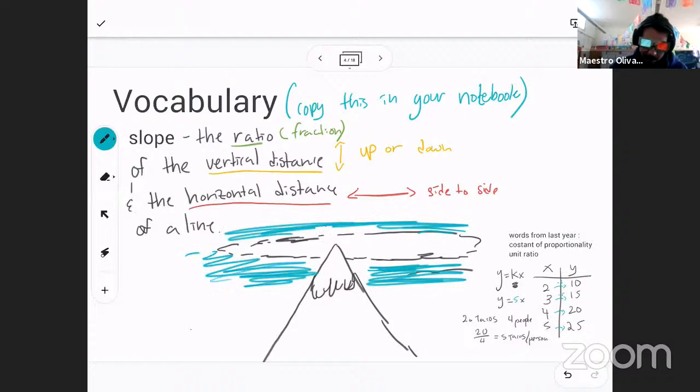Hey, I'm not a bad drawer, yo. Maybe I should become an artist. I'm playing. So, this mountain.